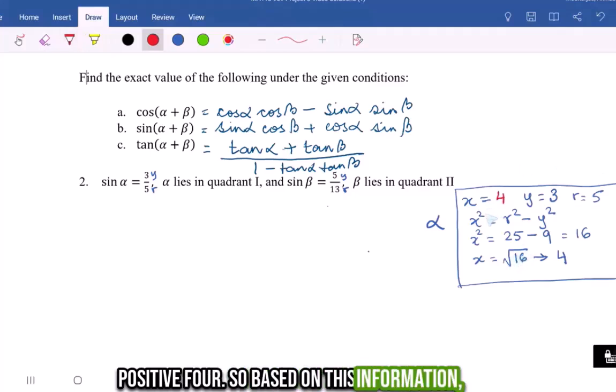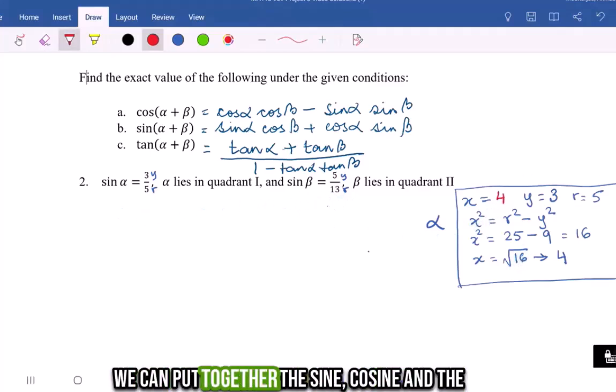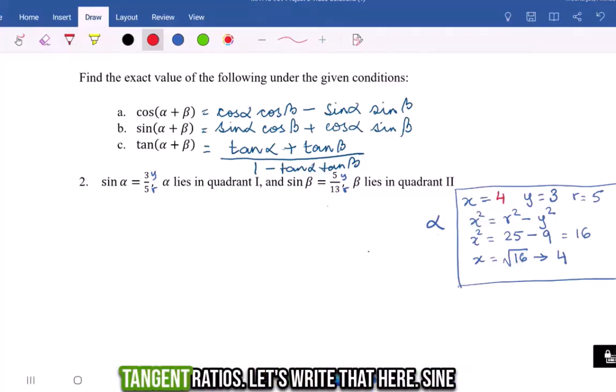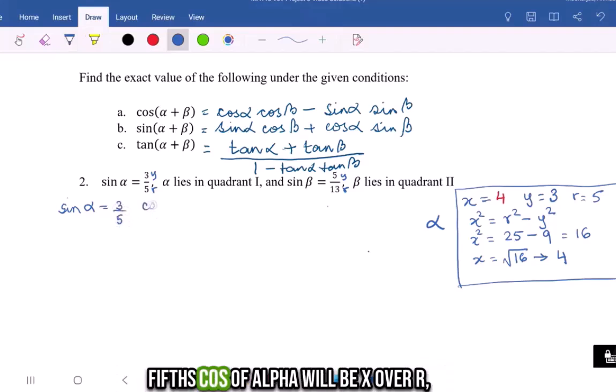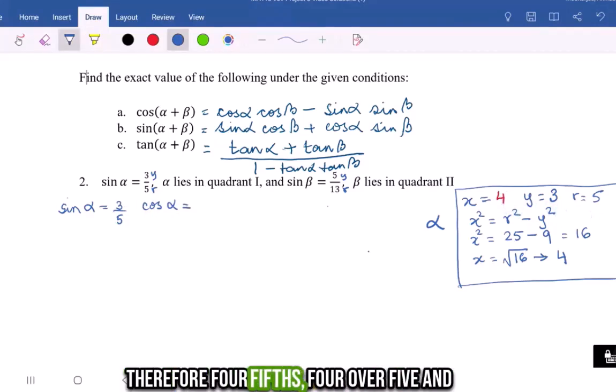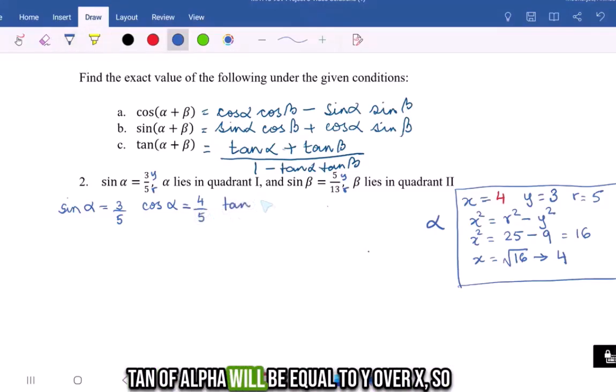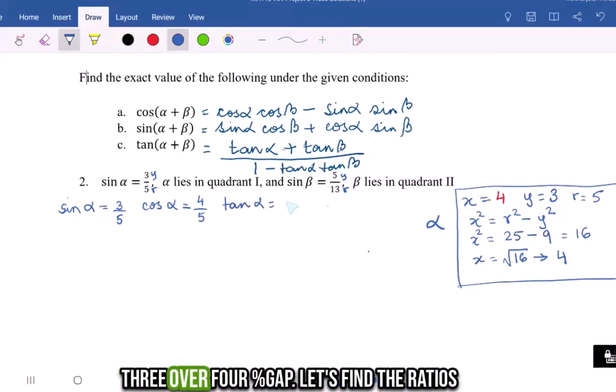So based on this information, we can put together the sine, cosine, and the tangent ratios. Let's write that here. Sine of alpha, that's already given to us, is 3/5. Cos of alpha will be x over r, therefore 4/5. And tan of alpha will be equal to y over x, so 3 over 4.